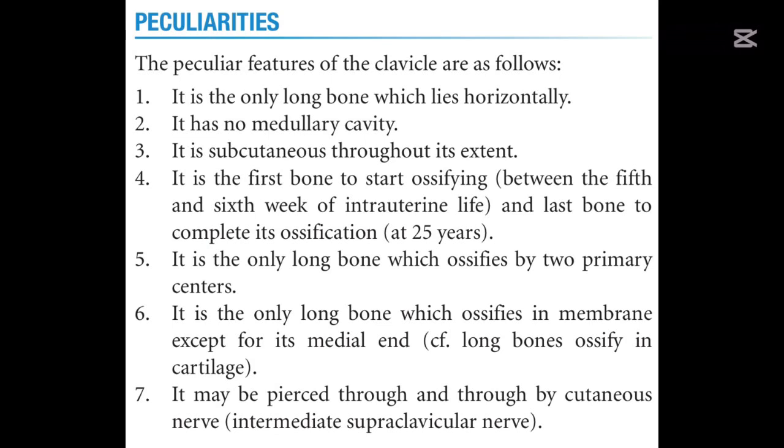But its medial end ossifies in the cartilage. So we have a medial end that is connecting to the manubrium and the lateral end that is connecting to the acromion. But its medial end is ossifying in the cartilage, which means its medial end undergoes what? Endochondral ossification, while the lateral end undergoes what? Membranous ossification. Don't forget. Hope you understood it.